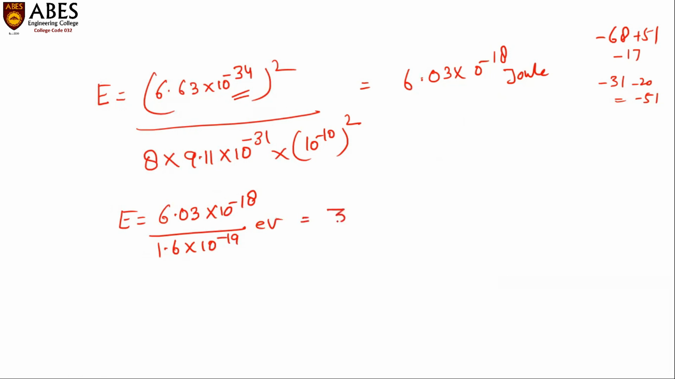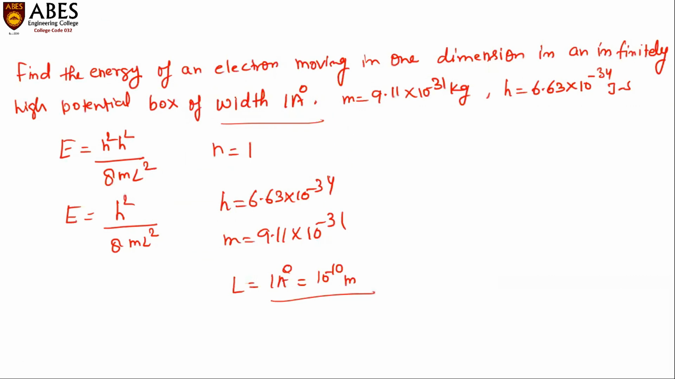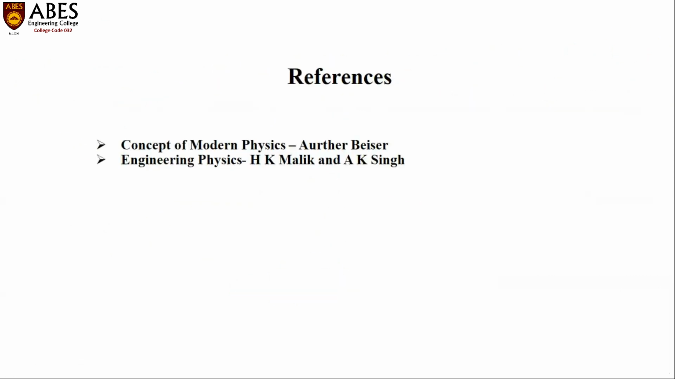and that comes to 37.69. This is the answer of the problem. The energy of that particle in the ground, or first, energy level is 37.69 electron volt. Okay, so these are the references.